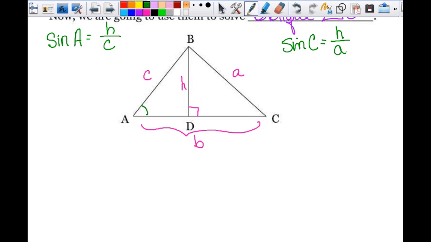H, right? So we're going to solve both of them for H. Is that pretty easy to do? Yes. So if I solve this for H, I get that H is equal to what? I'm going to put the letter first, and I'll tell you why in just a minute. But you can say the sine of A times C.